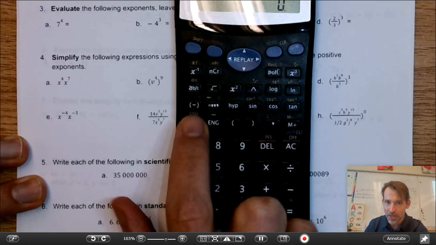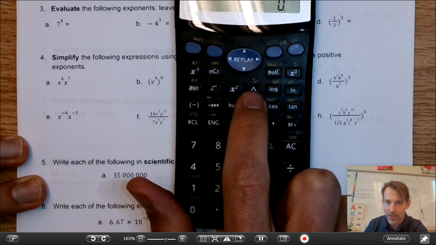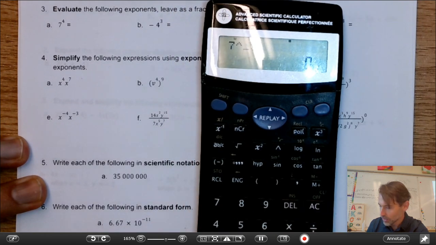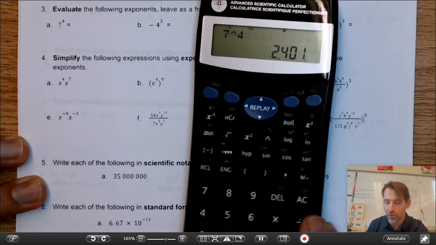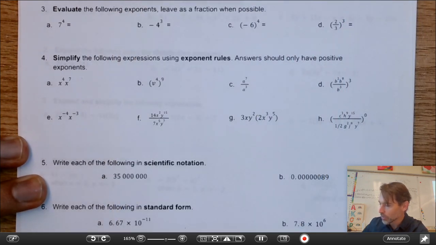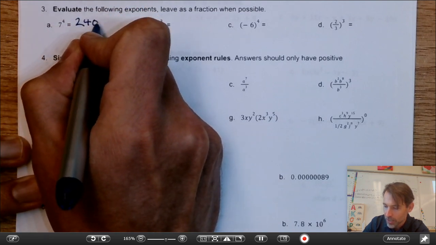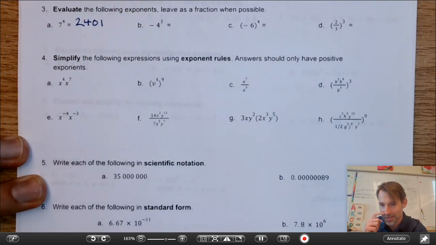You do 7, then you go ahead and find this button. You say raise that to the, it's a lot of glare on there, right? To the 4. Then we say equals, and it's 2401 is that one. And you can memorize these two. They're useful to memorize. But if you haven't got that ready yet, I wouldn't memorize that for the exam.